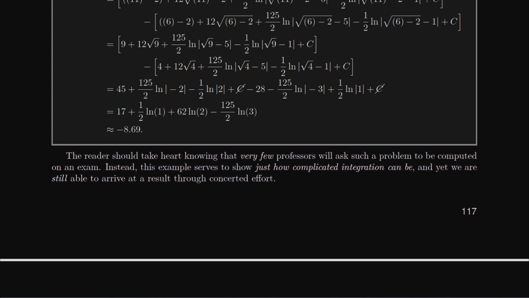Before you freak out, this last problem was supposed to be absolutely insanely hard. I'm not asking it on exams. I'm not asking it on quizzes. I want to show you just how powerful our techniques are. We can actually make it quite far with our techniques that we've learned. So very few professors will ask such a problem to be computed on exam. Maybe for a really tricky homework problem they will, and they'll help you out along the way.